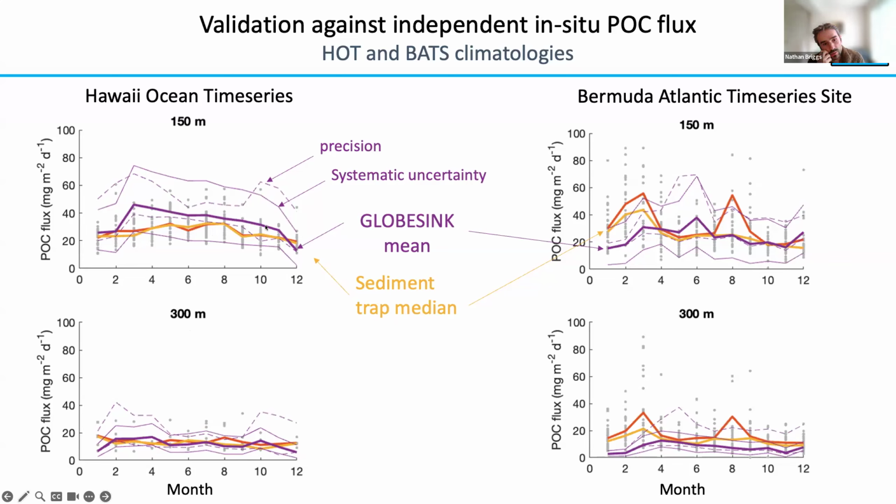Along with the GlobeSync estimates, we have estimates of systematic uncertainties from propagating uncertainties in sinking speed and POC conversions. We also have estimates of precision, and that's due to uncertainty that comes from rare encounters with these large particles that create these spikes. So the fewer measurements that we have, the wider these precision bounds are. So you can see at HOT we're agreeing with the sediment traps within the sort of stated uncertainties in basically every month of the year.